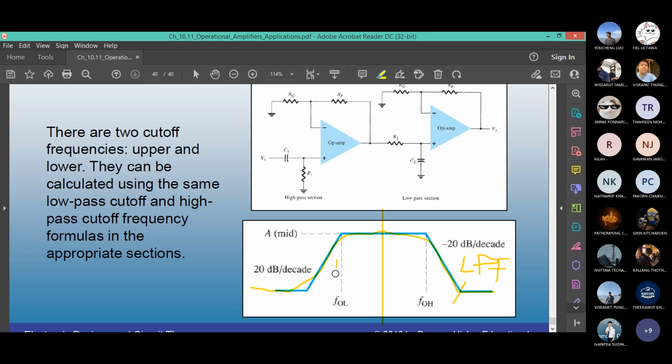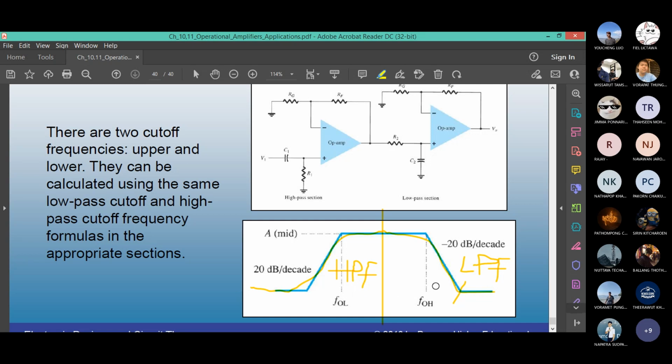For the high pass filter, we call the cutoff frequency the lower cutoff frequency. And for the low pass filter, it's just the opposite. We call the cutoff frequency the higher cutoff frequency because it becomes too high for the low pass. And for high pass, this one becomes too low.